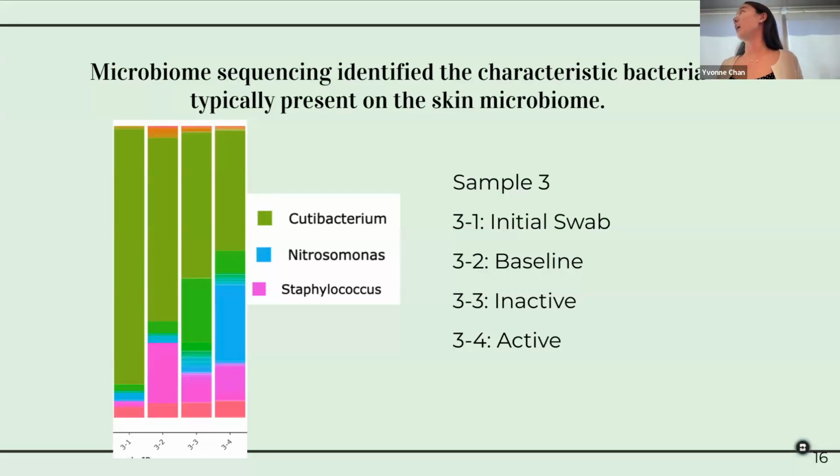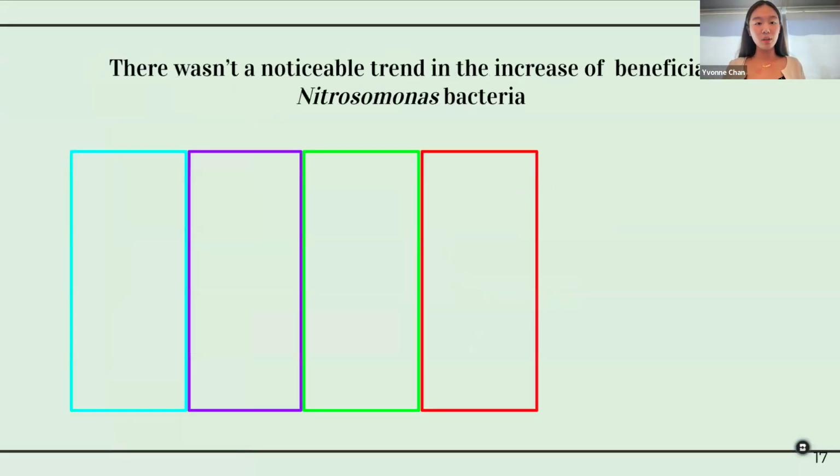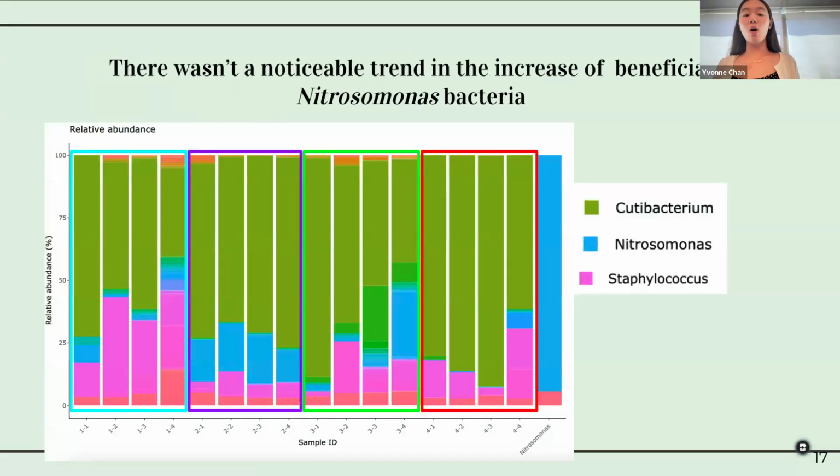And so looking at sample 3, 3-1 is the swab of the initial, and 3-2 is the swabbing after the baseline, and 3-3 is after inactive, and 3-4 was the swabbing after participants did active spray. And so looking at all 4 participants, there wasn't a noticeable trend in the increase of beneficial Nitrosomonas bacteria. To provide some context, I had 8 total participants, but only 4 went through sequencing.